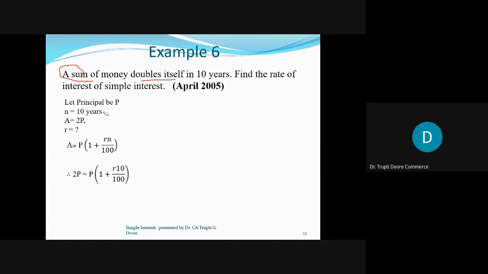So A is equal to 2P, right? So we insert the A amount as 2P. P for the P. 1 plus R is what we have to find out. N is 10 years, right?